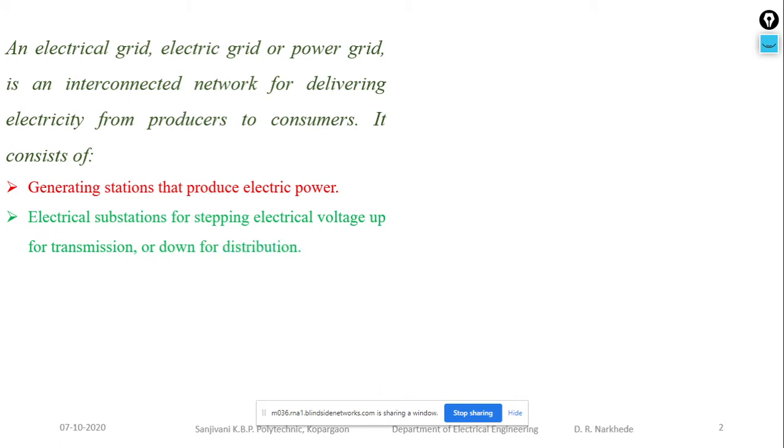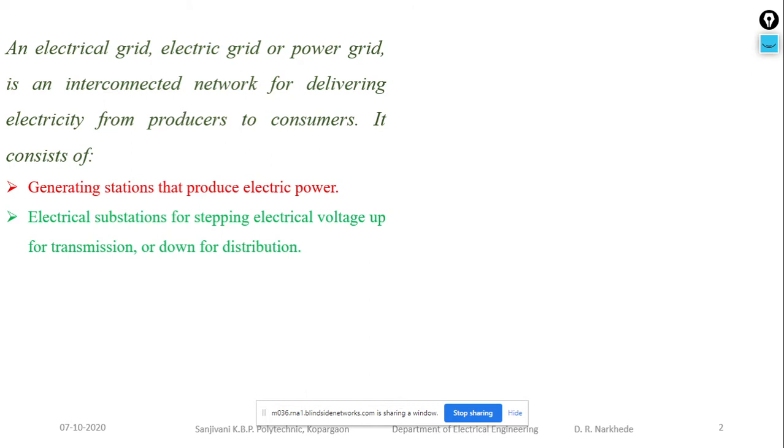Second is the electrical substation, for stepping up electrical voltage for transmission purposes and stepping down for distribution purposes. That is also a very important part of my electrical grid system. I think all of you have seen a substation. In each and every tehsil place or location, there is a substation. In Koparga also there is a substation, situated in front of or beside the SHGM college. That is a 220 kV substation, with 11 kV and 33 kV.